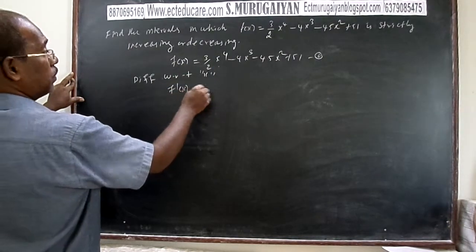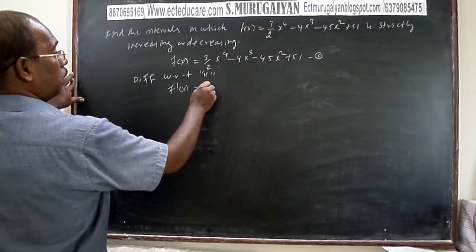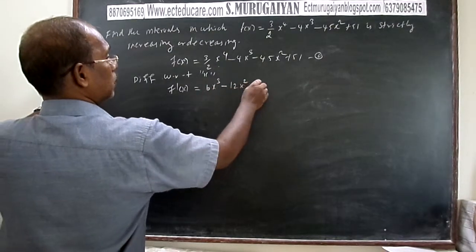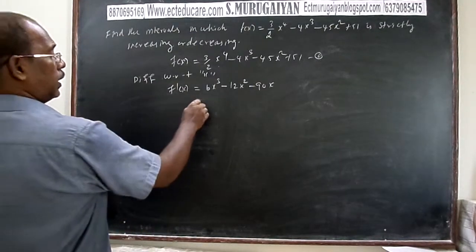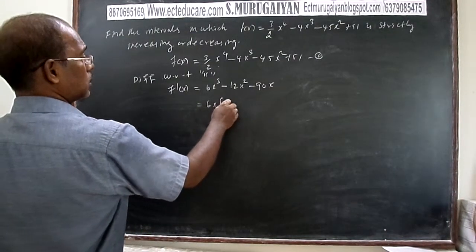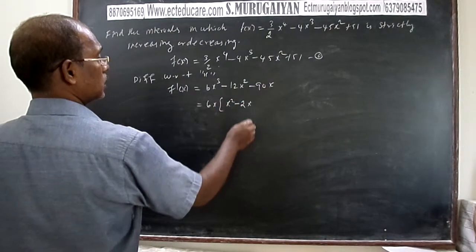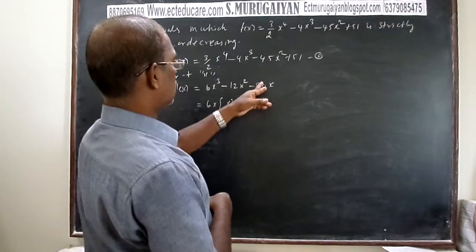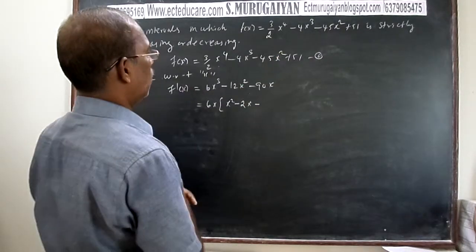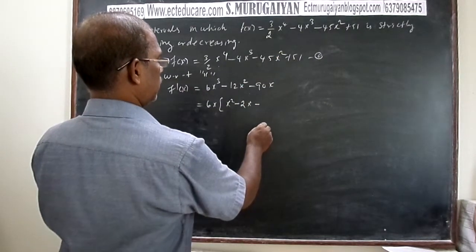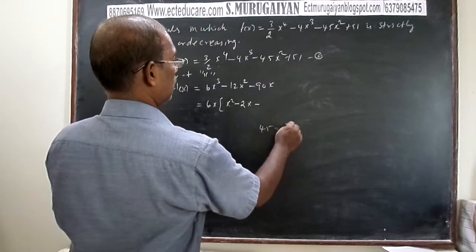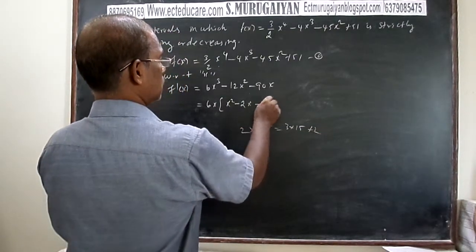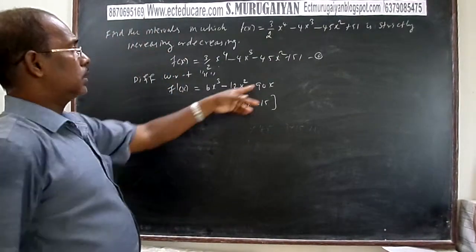Its first derivative f dash of x is 4 into 3, 12 by 2, 6 x cube minus 12 x square minus 90 x, and taking 6x common, x square minus 2 x. If we take 6 from 90, how many times? So 45, so 3 into 15 into 2, 90 into 2, so this is 15. 15 times 6 is 90.